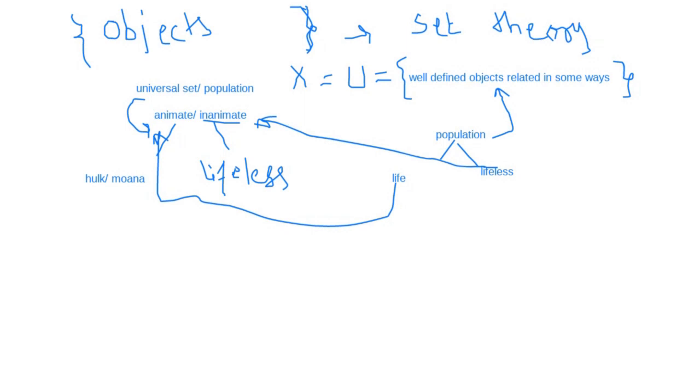Lifeful data is known as animated data, lifeless data is known as inanimate data. Fine. Now, anything or any kind of data which is animated, because we don't say life data or lifeless data. So the most preferable word is animated data or inanimate data.